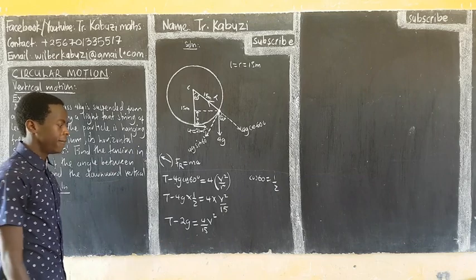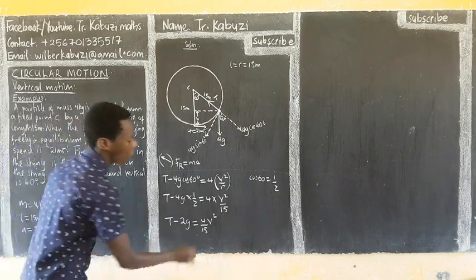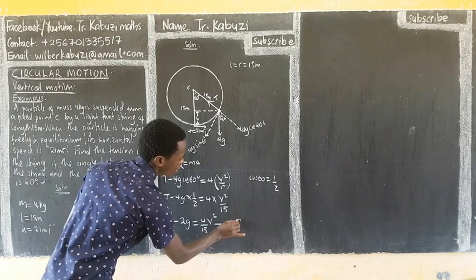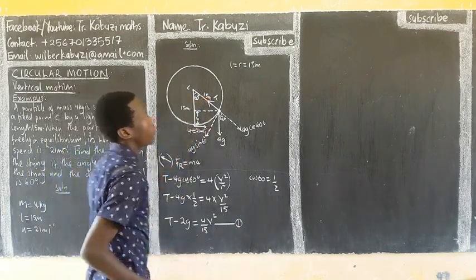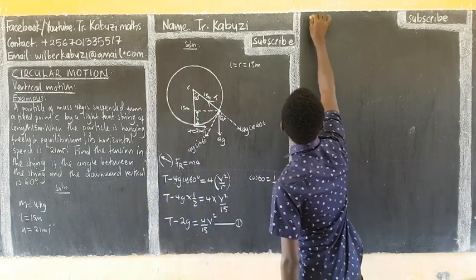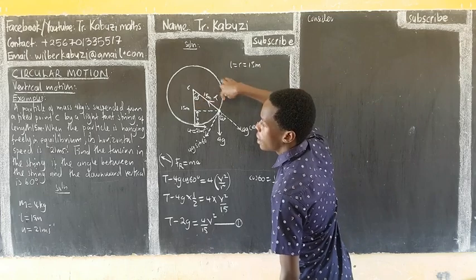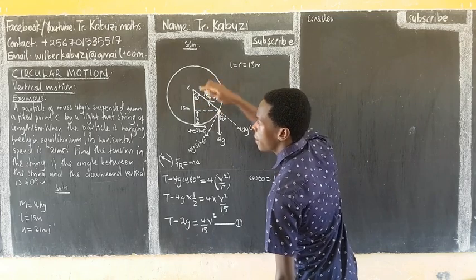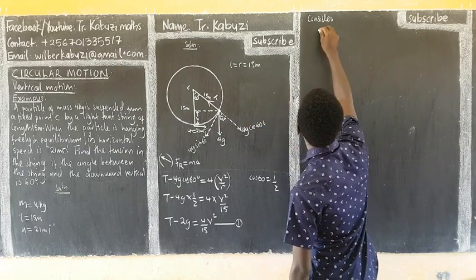You see, I need v to get the tension, because the rest is known, but I need to get v first. So I call this equation 1. Now, allow me to consider this only. I think you know the name we give to this. This is called a sector. Consider this sector here.